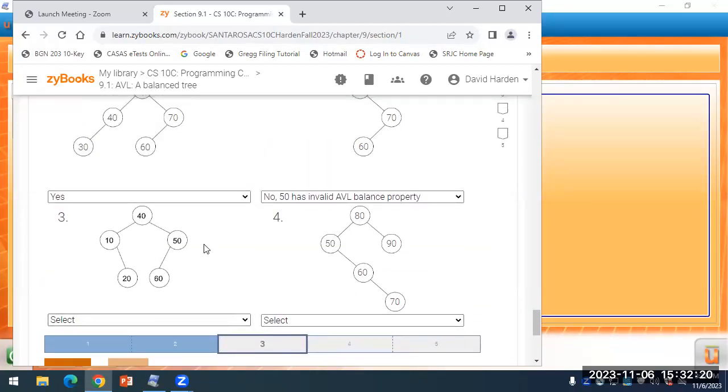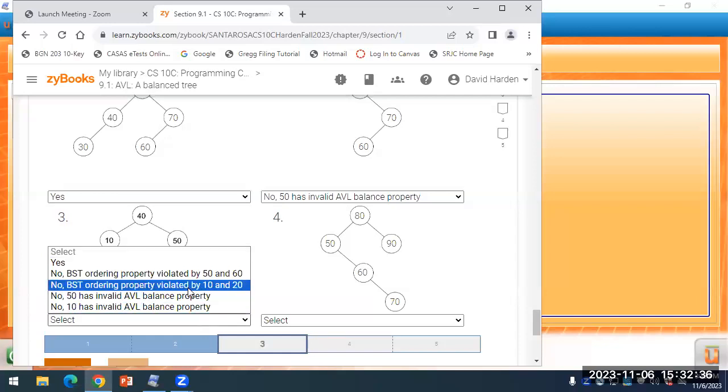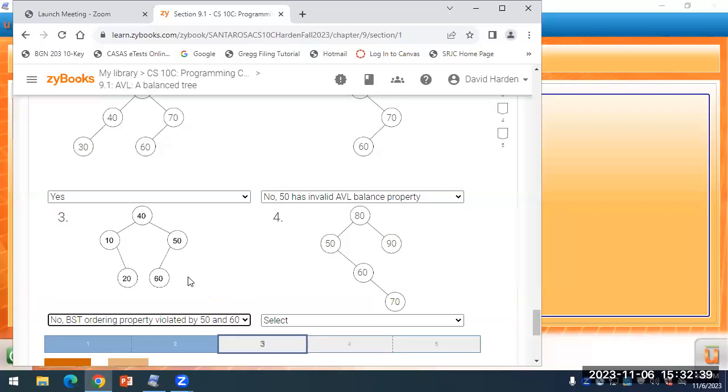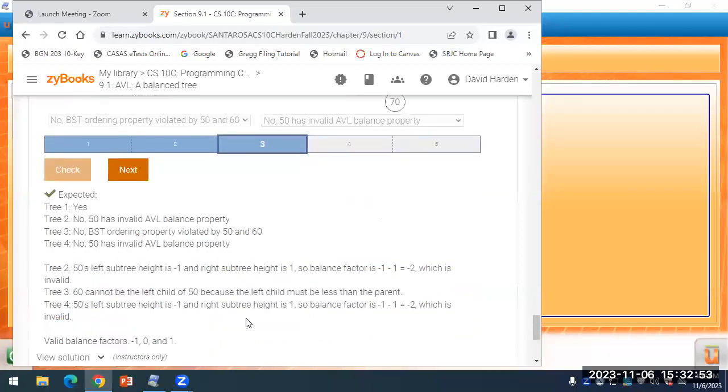This one? Well, out of order. Right, it meets the AVL balance property, but it doesn't meet the BST criteria, right? Yeah. Because of the 60 here. Violated by 50 and 60. Right. How about this one? Not balanced. Because of which node? 50. All right, you guys are on it.